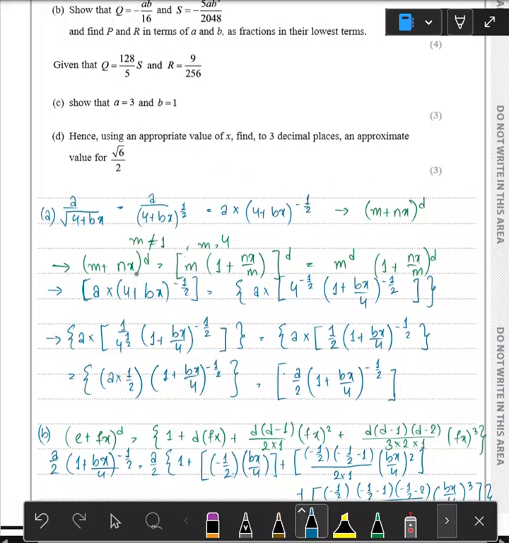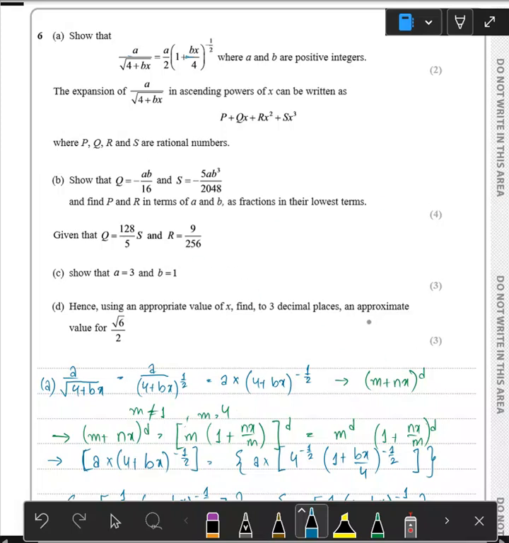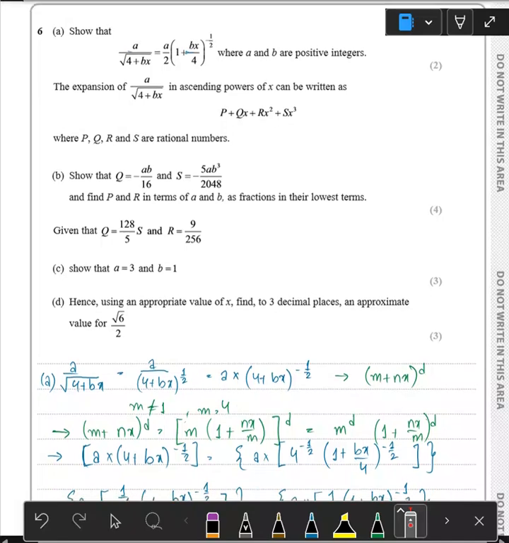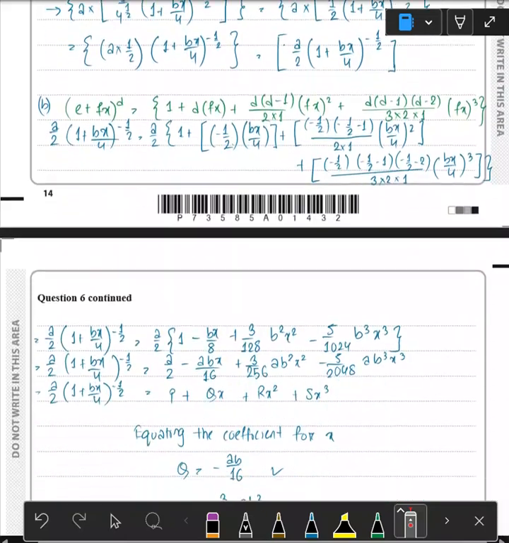Now for part D and the last part. Hence, using an appropriate value of x, find to 3 decimal places an approximate for the value of square root of 6 by 2. So for this type of question, the questions from approximation in binomial expansion, we have to at first find the appropriate value of x. The value of x will have to be found through this expression because the x is here. And now we got the value of a to be 3 and b to be 1.